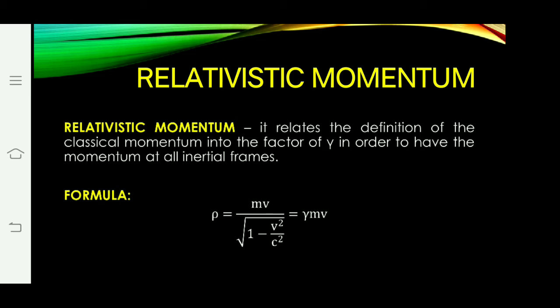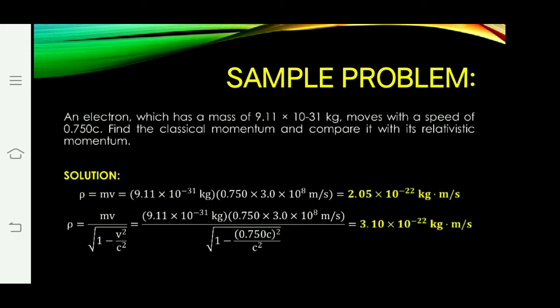Next, relativistic momentum. Relativistic momentum relates the definition of the classical momentum to the factor of gamma in order to have the momentum conserved in all inertial frames. Here's a sample problem. An electron, which has a mass of 9.11 times 10 to the minus 31 kg, moves with a speed of 0.750 c. Find the classical momentum and compare it with the relativistic momentum. So here's our solution.